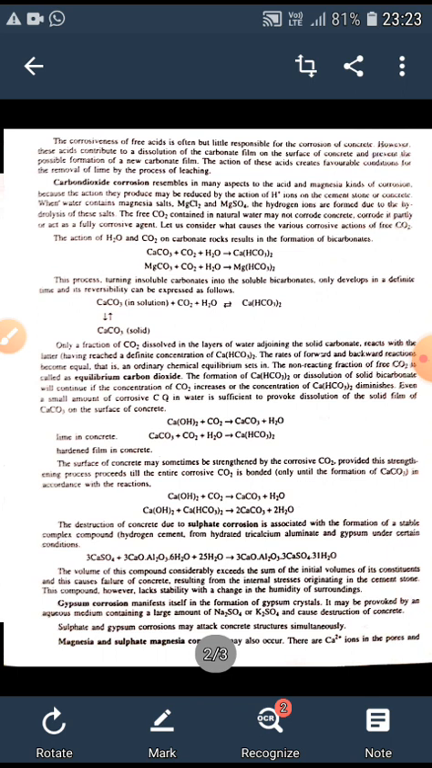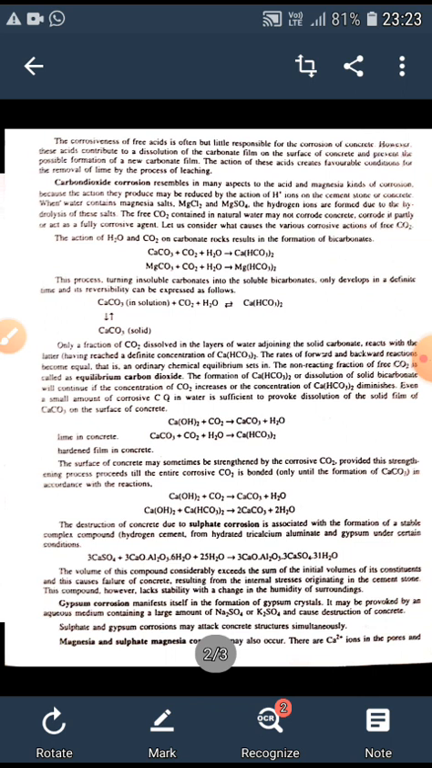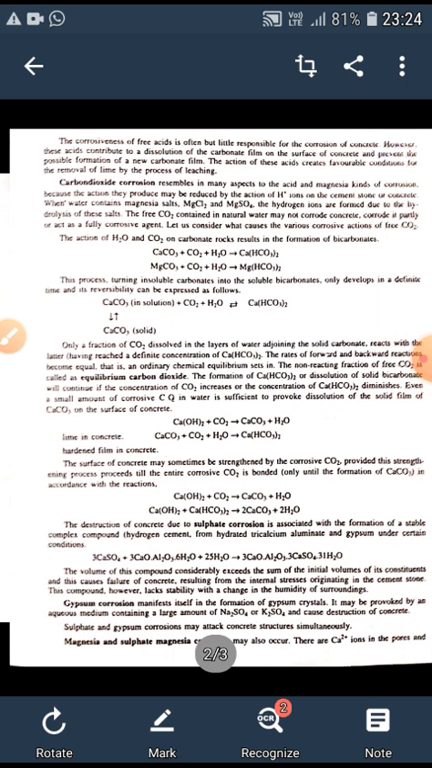What causes the various corrosive actions of free carbon dioxide? The action of water and carbon dioxide on carbonate rocks results in the formation of bicarbonates. The reaction goes in the following manner: calcium carbonate plus carbon dioxide plus water gives calcium bicarbonate. Similarly, magnesium carbonate plus carbon dioxide plus water gives magnesium bicarbonate.